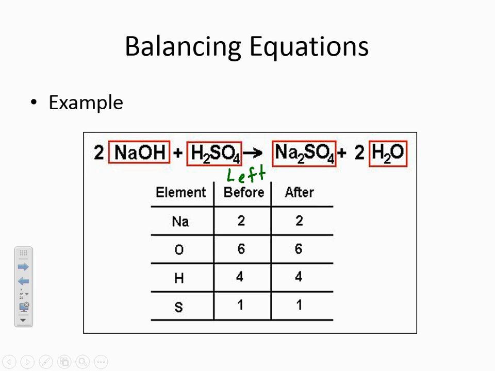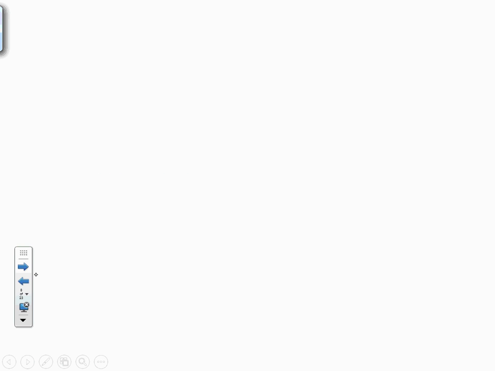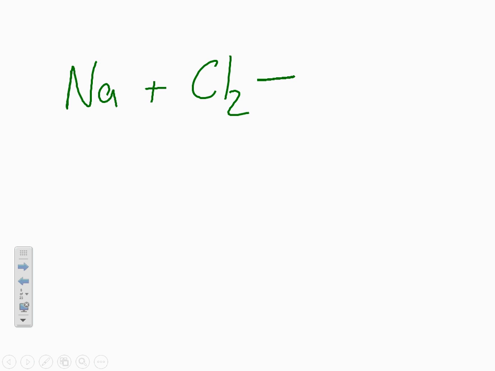Let's see how many you have without the number. You know what? I'm going to do an example on my own, guys. All right, let's do an example on our own, just so we get a hang of it. We have Na. Let's go over the one we just did. Na plus Cl2 yields NaCl.